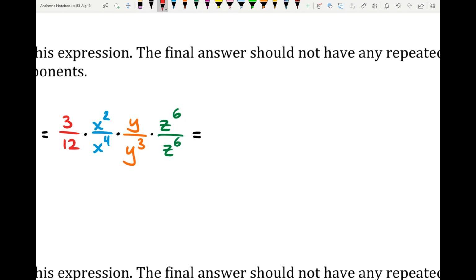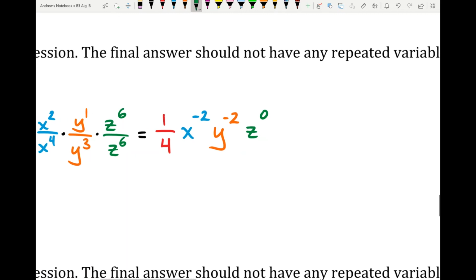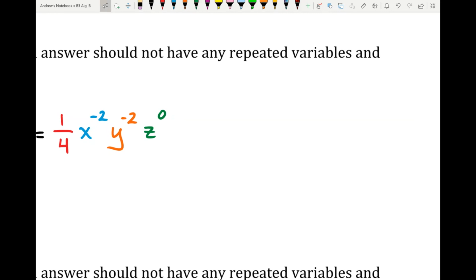3 divided by 12 isn't going to come out very nice, but I know that it can come out to just be 1/4. In the blue, x squared divided by x to the 4th, 2 minus 4 is -2. Y divided by y to the 3rd, right? This is technically y to the 1st up top, so 1 minus 3 also gives us -2. And then z to the 6th divided by z to the 6th is z to the 0. Right? So again, we broke it up into those chunks. We then simplified all those chunks, and this is where we're at.